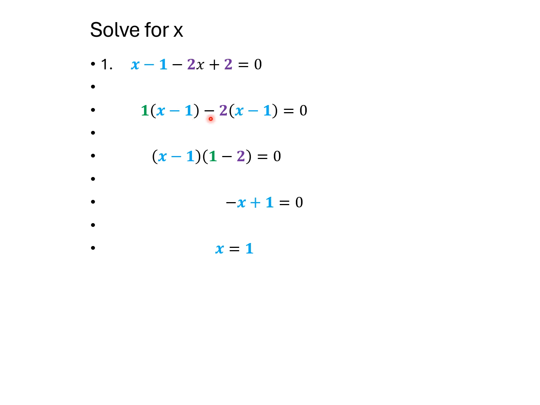Because it's separated by a minus sign, I can take out the further common factor, which in this case is x minus 1. And what's left in front of the bracket? 1 minus 2. So 1 minus 2 gives me negative 1. So negative 1 times x becomes negative x. Negative 1 times negative 1 becomes positive 2. Right, if I take positive 1 over, it will become negative 1. But in short, if I take negative x over, it becomes positive x. So x equal to 1.